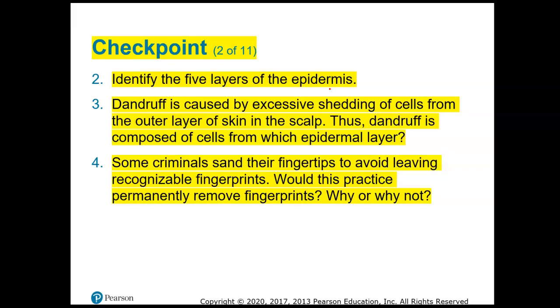And then question 4, some criminals sand their fingertips to avoid leaving recognizable fingerprints. Would this practice permanently remove fingerprints? Why or why not? Well, it kind of depends on their pain tolerance, really, but probably not, because they would have to sand all the way down to the stratum basale. They would have to remove the stratum basale before that would ever permanently remove their fingerprints. And then that would be an open wound, which is bad.